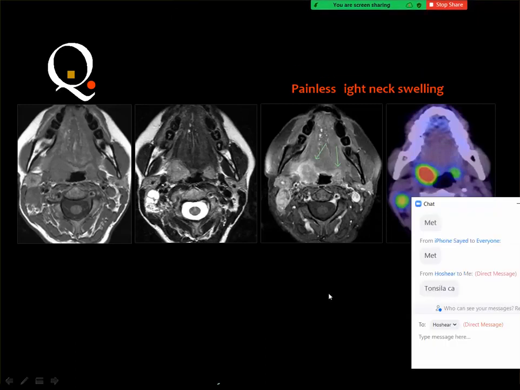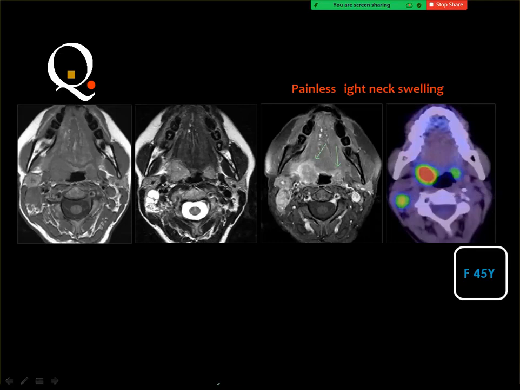Tonsillar carcinoma, and the answer is right. And this tonsillar carcinoma is bilateral. Then, whenever you are confronted by a lesion in the tonsil, please look to the opposite one because it may be involved by the same pathology.